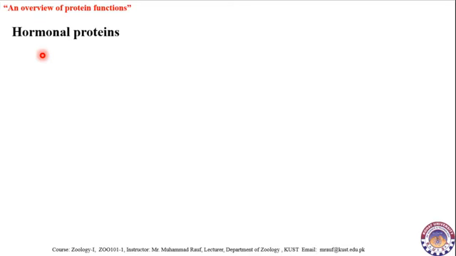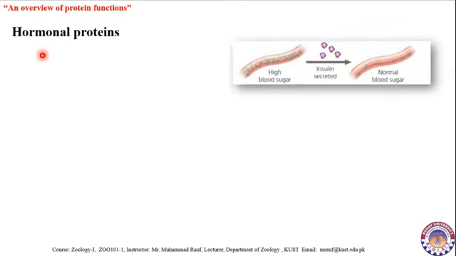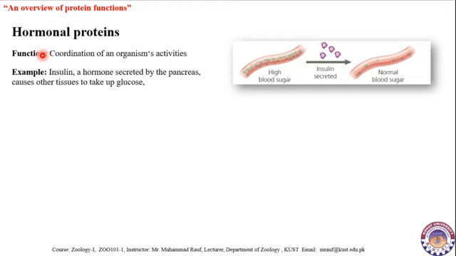Hormonal proteins. Hormones are chemical messengers. Hormones are released by ductless glands. Those ductless glands are located throughout the body, and they make up the endocrine system. They release their secretions directly into the blood, and the blood travels throughout the body. So the hormones have specific receptors throughout the body where they bind and induce their effects.